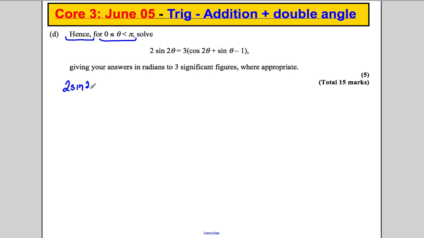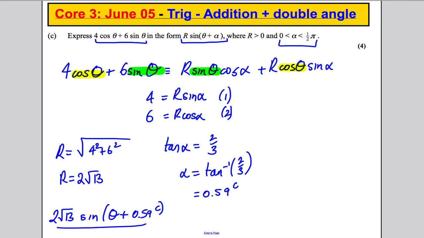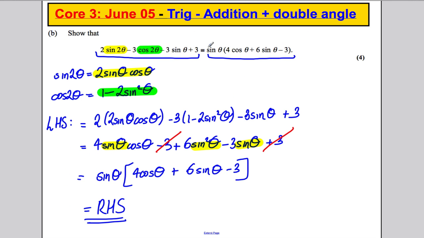2 sine 2 theta is equal to 3 cos 2 theta plus 3 sine theta, subtract 3. Okay, subtract 3 cos 2 theta from both sides, subtract 3 sine theta from both sides, and add 3 to both sides. We would get 2 sine 2 theta, subtract 3 cos 2 theta, subtract 3 sine theta, plus 3 equals 0. Now that should look like something we've done previously. Looking back, this here looks exactly like this here.